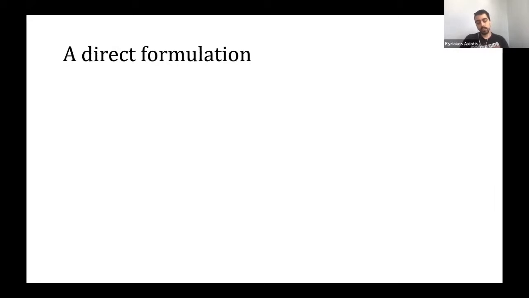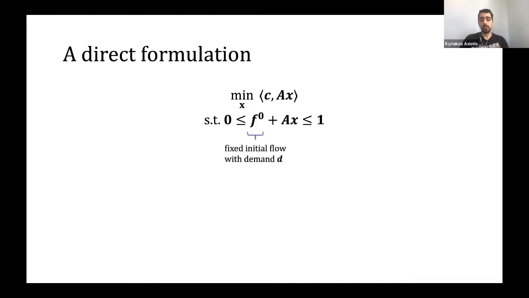So let's look more specifically at what our formulation will be. So we would like to minimize the cost of a flow. And I will explain in a second what Ax is here, but c is the cost vector, and this is the inner product between the cost vector and the flow. And we have the capacity constraints. So f0 here is an arbitrary fixed initial flow that satisfies the demand d. And Ax will be a circulation that we add to this flow in order to preserve the demand, but also minimize the cost.